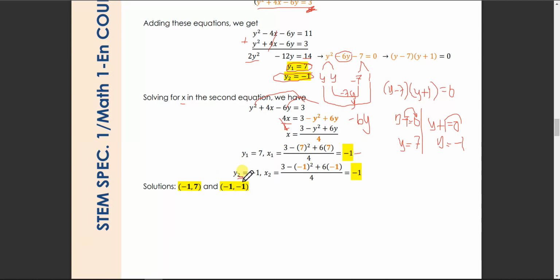Then for y2, which is equal to negative 1, we substitute negative 1 for the y. So we have 3 minus negative 1 squared plus 6 times negative 1 over 4. Then we have this answer, negative 1, for x2. So again, we have two answers. x1 is negative 1, and y1 is 7. x2 is equal to negative 1, and y2 is equal to negative 1.